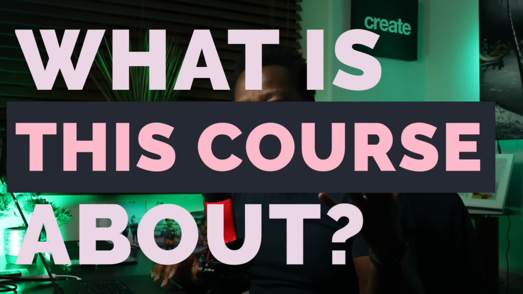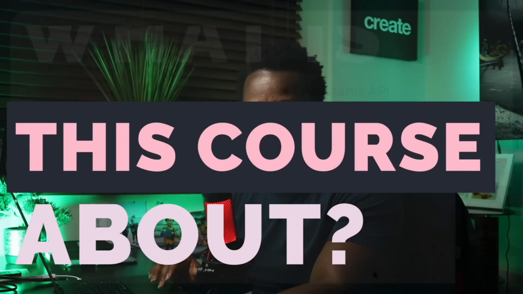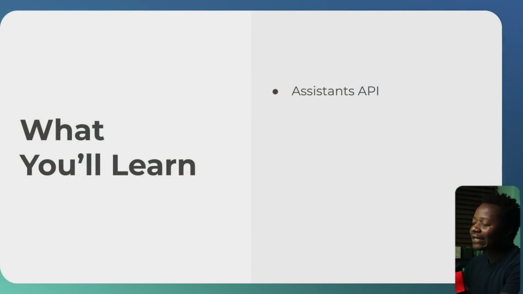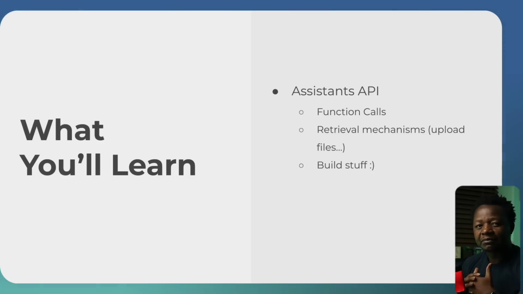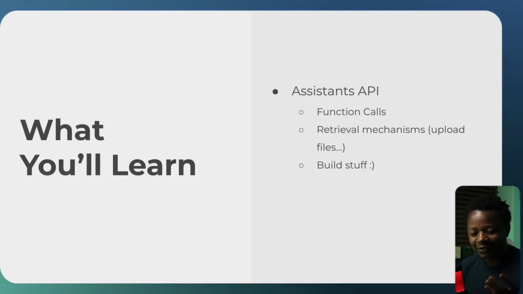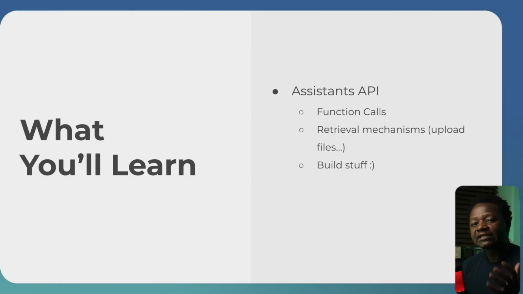The next question is, what is it that you're going to be learning in this course? Well, in this course, you're going to be learning about the Assistants API. Essentially, you're going to learn about function calls, you're going to learn about retrieval mechanisms, and of course, you're going to be building a lot of stuff going through this course, because that is how I like to introduce certain concepts to my students. So that's part of what you're going to be expecting in this course. And of course, I'll be talking about large language models, embeddings, and all these things that relate to AI specifically.